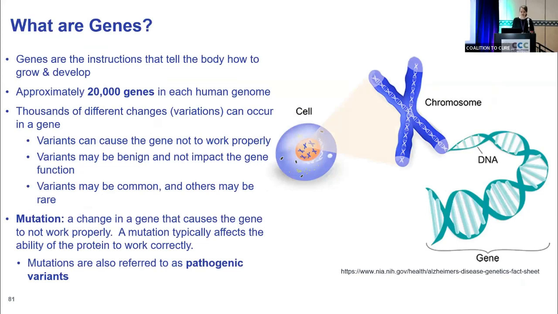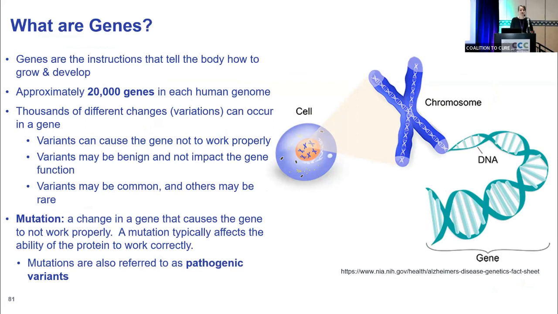So just to review a little bit more about what genes are. Again, genes are the instructions that provide our bodies how to grow and function. We have over 20,000 genes in our bodies, and there can be changes or variations in our genes. Some are very common, and a lot of us in this room have minor variations in our DNA. It's part of what makes us unique.